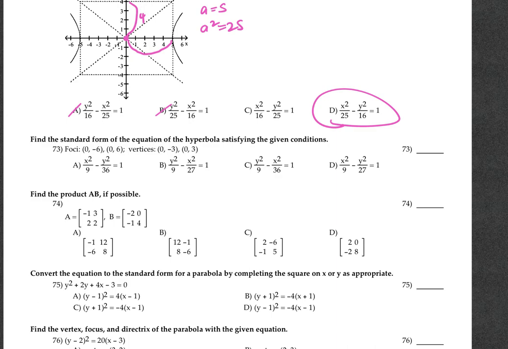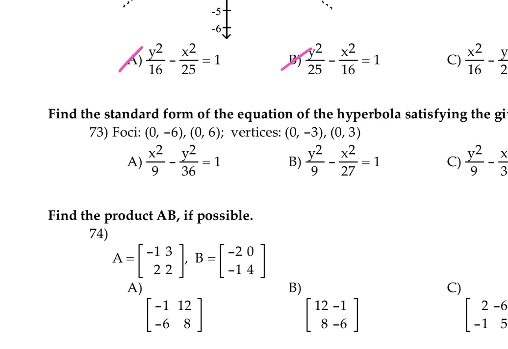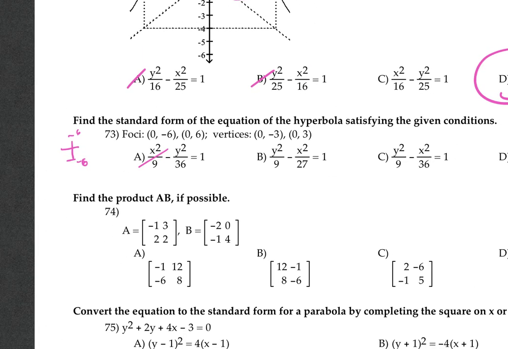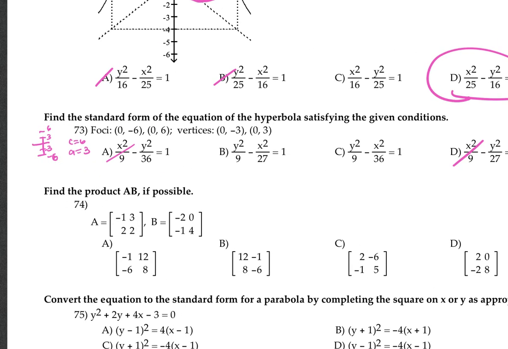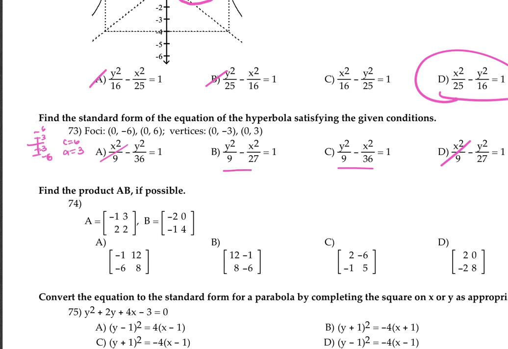73 says find the standard form of the equation of the hyperbola with foci at 0, plus and minus 6. So I know it's vertical, which means it's a y squared first, and that c is 6. The vertices would be at 0, negative 3 and positive 3, which means my a is 3. So then the a squared would be 9. Both of these still have that. The last thing we would need to find is b. So c squared equals a squared plus b squared, because it's a hyperbola. So 36 would equal 9 plus b squared. B squared would equal 27. And that means b is our answer.